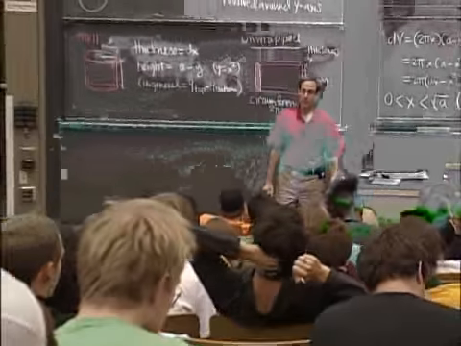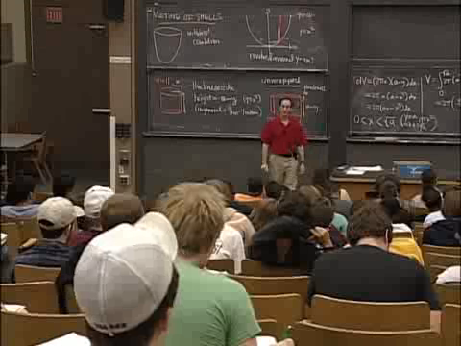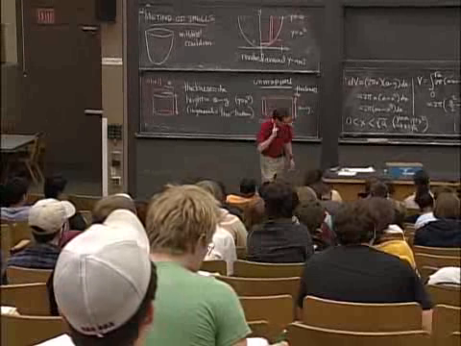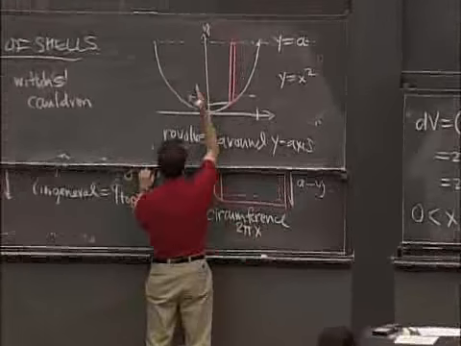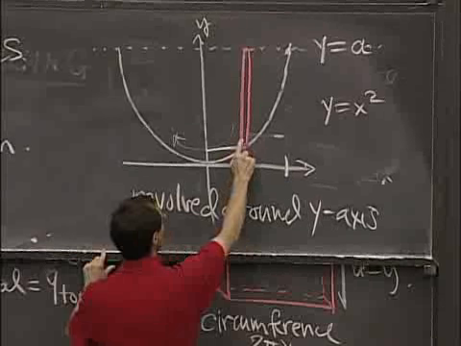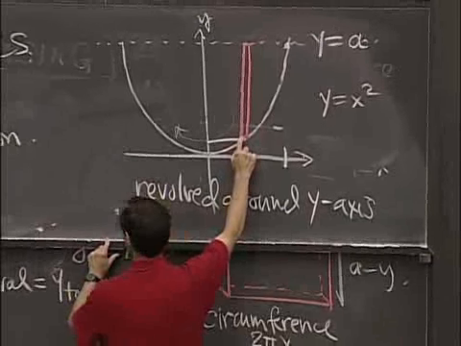Yes, question. Why do you integrate only from 0 to square root of a and not negative square root of a? Right. So the question is, why did I integrate only from the middle to this end instead of all the way from over here, minus square root of a, all the way to the plus end? And the reason is that you have to look at what's happening with the rotation.